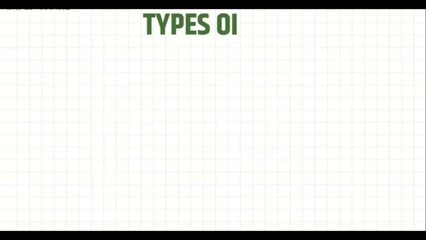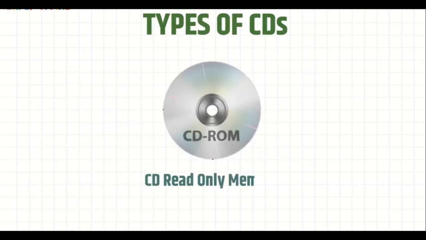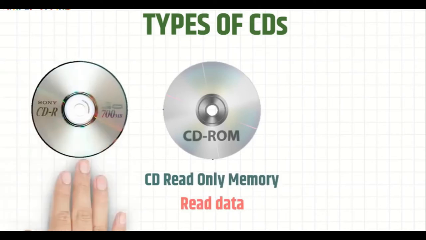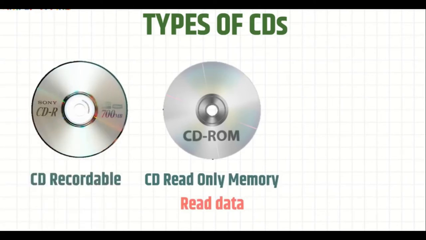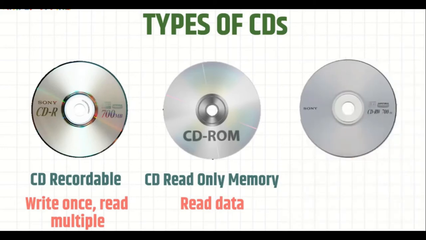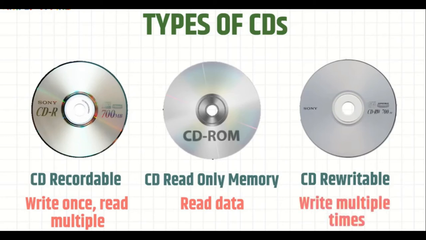They come in three types. Types of CDs. First, CD read-only memory, where the data can only be read. Next is CD recordable, where data can be written once and read multiple times. Next is CD RW, which is readable and writable. It writes multiple times and is an erasable CD.